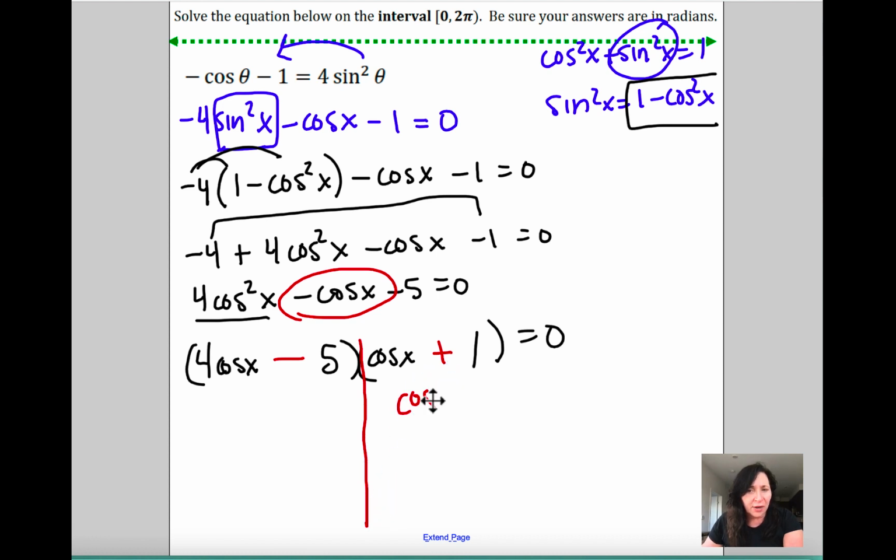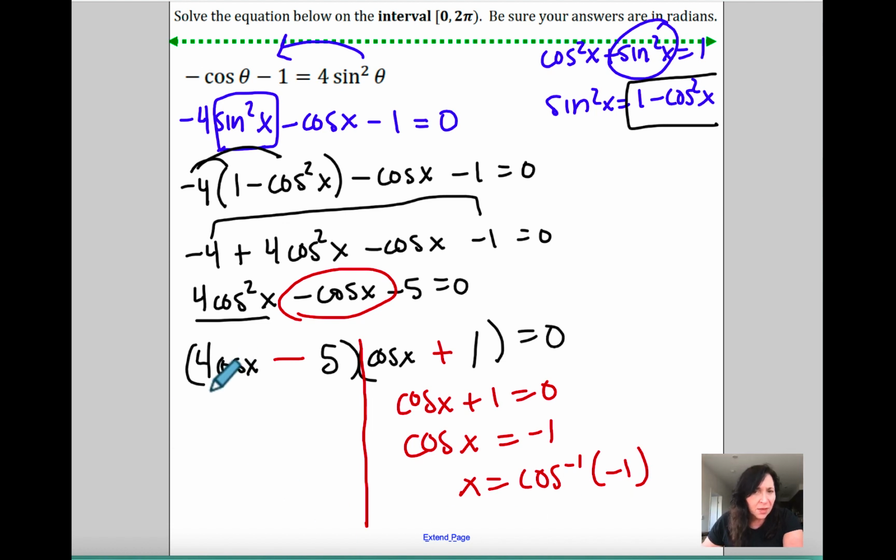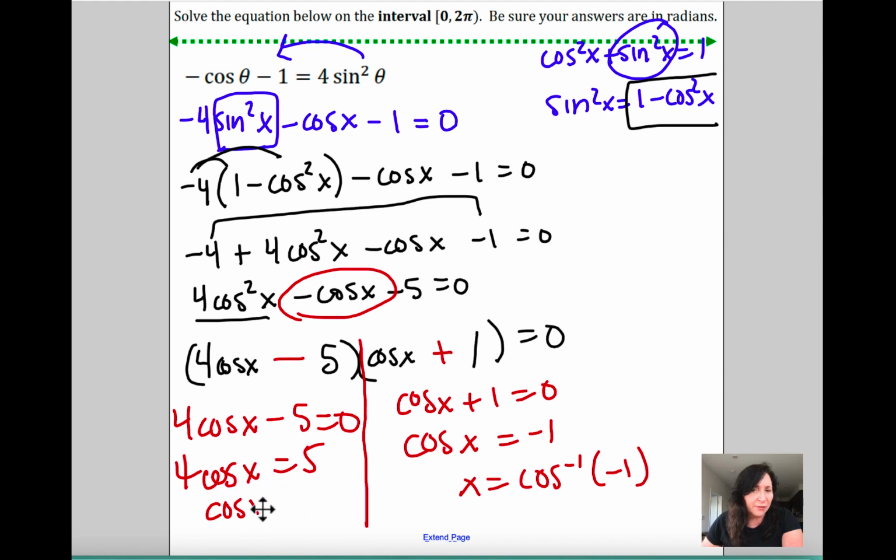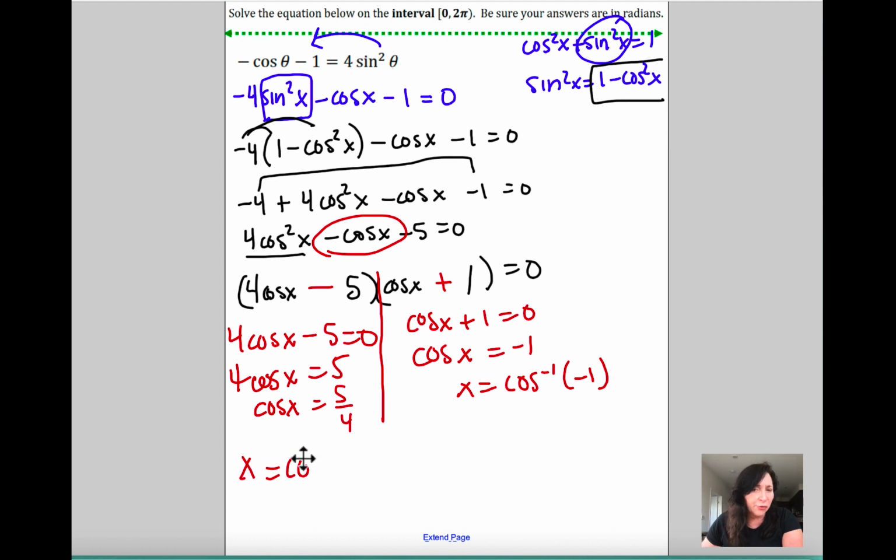We have cosine of x plus 1 equals 0. We have cosine of x equals negative 1. X equals arc cosine of negative 1. This one, 4 times cosine of x minus 5 is equal to 0. 4 cosine x equals 5. Cosine of x equals 5 over 4. And they want to know, when is cosine going to be 5/4? And when is cosine going to be negative 1?